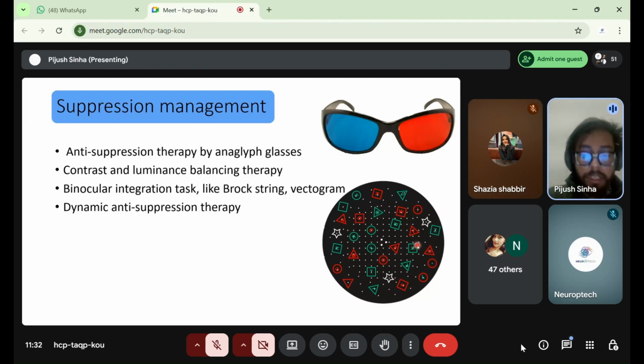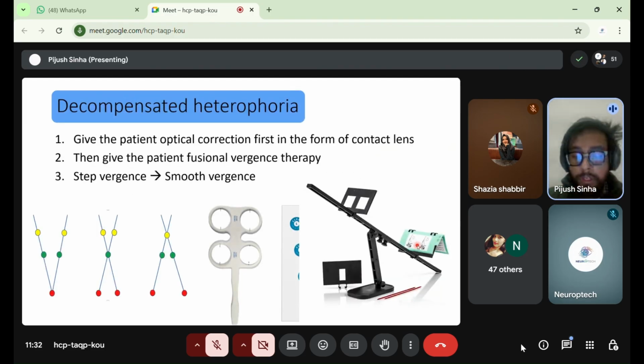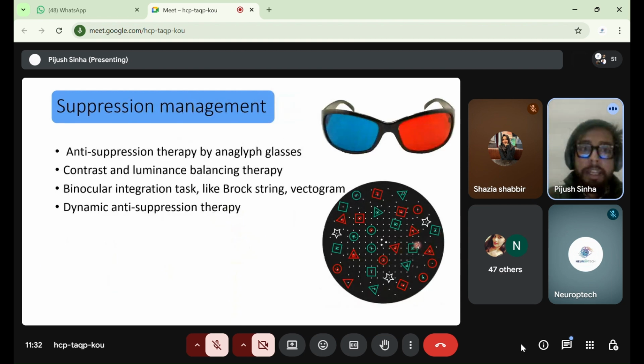After you give the patient all the fusion related or convergence related therapy, then go for the suppression management. Here, first of all, you need to give anti-suppression therapy by anaglyph glasses. Contrast and luminance balancing therapy, there are a lot of software also available, or there is the red green bar chart or some charts also with less contrast. You can give it to the patient to improve the contrast as well as suppression. And binocular integration tasks like Brock string and vectogram also work very well.